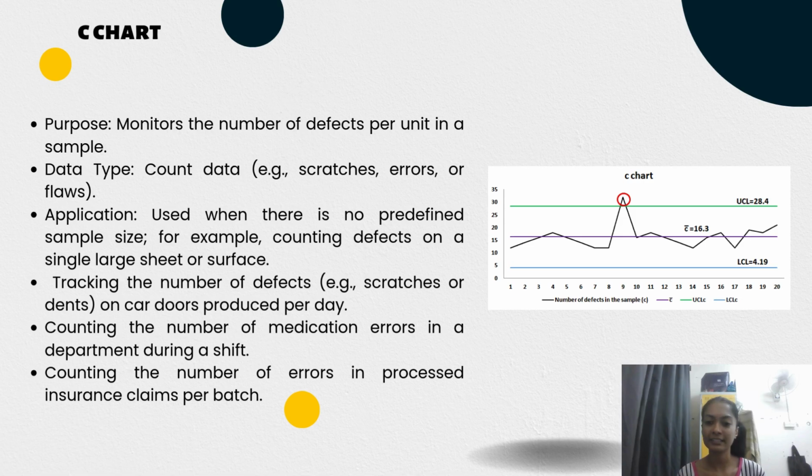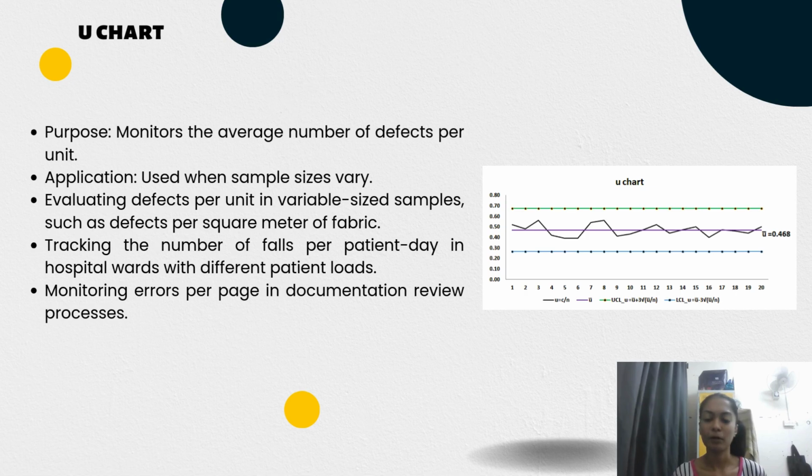Real-life examples would be tracking the number of defects like scratches or dents on cars produced per day, counting the number of medication errors in a department during a shift, and counting the number of errors in processing insurance claims per batch. Next, I'll be talking about the U-chart.